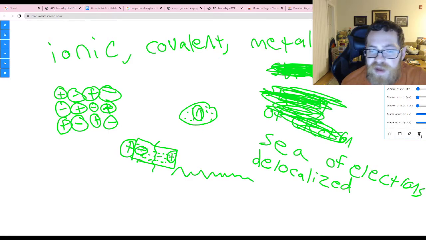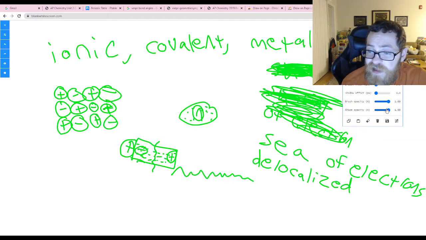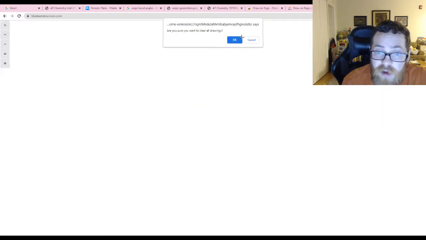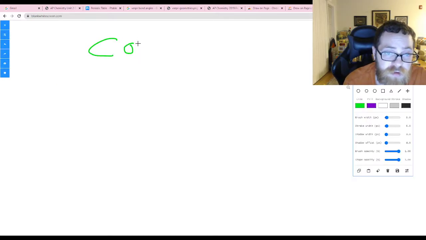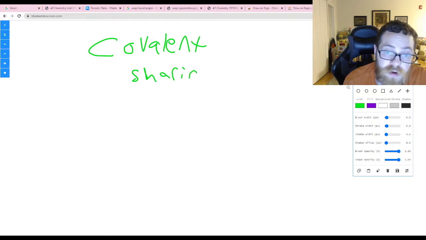Then we come down to covalent. I'm going to clear the page now, so if anybody looks like they need to get this down, you should stop and take notes now. Because I want to talk about covalent on its own. Covalent is the sharing of electrons.